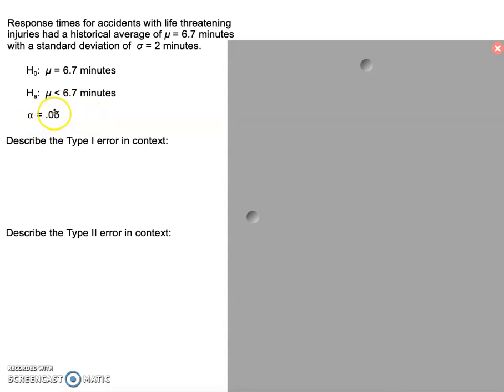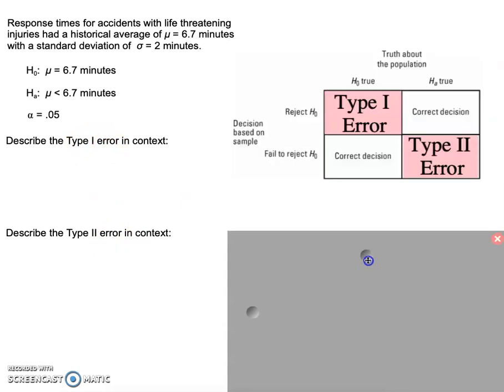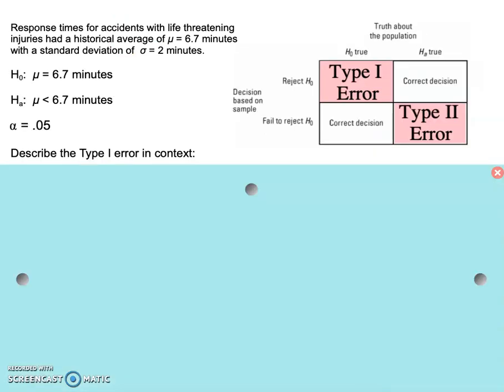Next challenge for you. From the videos that you saw from Miss Zara, you learned about type 1 and type 2 errors. What would those be in the context of this problem? To help you out, here's the chart she provided last video.